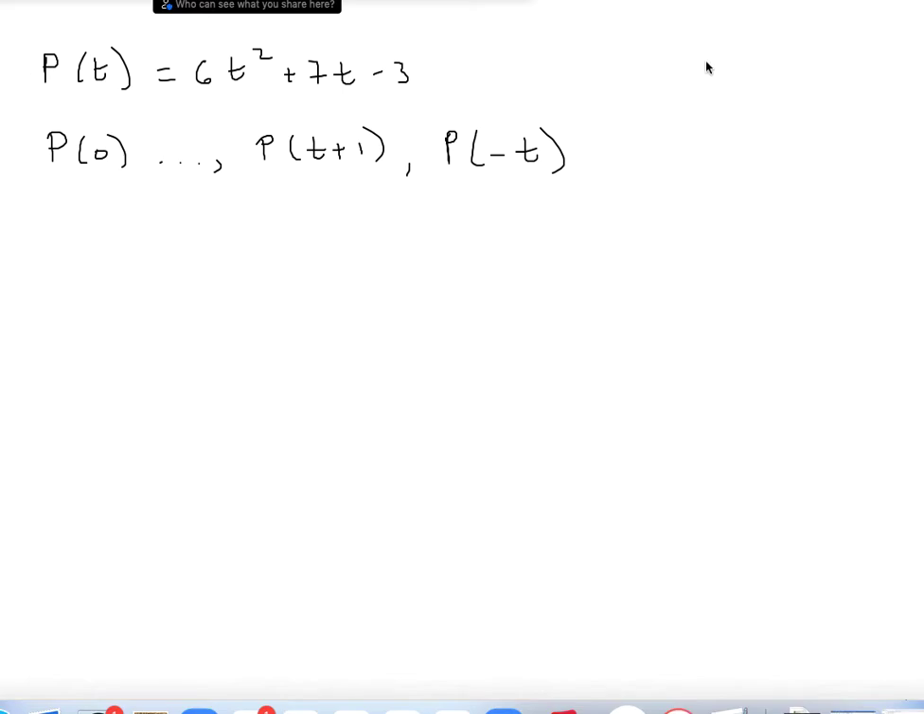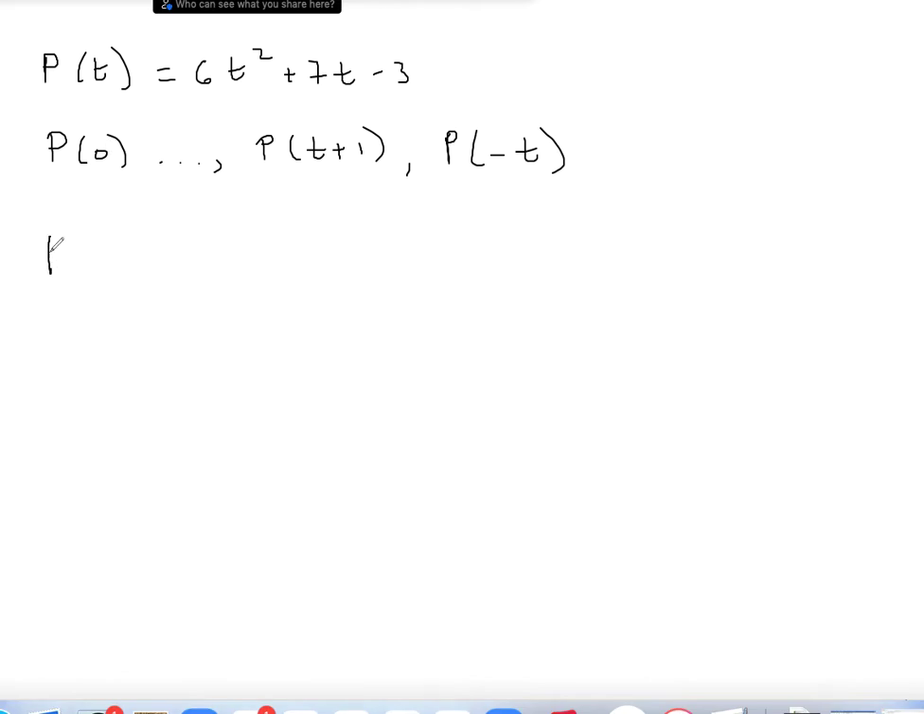Okay, so this one's number 9 in 8.3. The question actually has 5 parts, but the first 3 are kind of like this, and then these are the 2 parts that everyone has trouble with. So just a reminder to find p of 0, and the next one for this particular example is p of 2, and then p of negative 2.